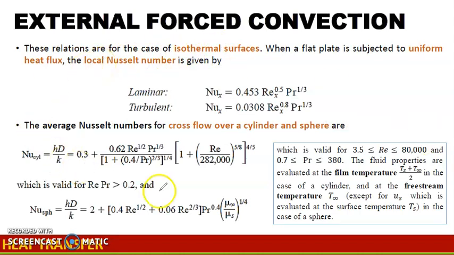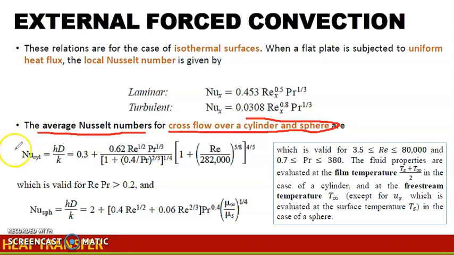And then we have other equations here. These equations that you can see here are for cross flow over a cylinder and a sphere. Earlier, that was for the flat plate. So these equations are for finding the Nusselt number for a cylinder and the Nusselt number for a sphere. This is a lengthy equation, but it is still very much useful.